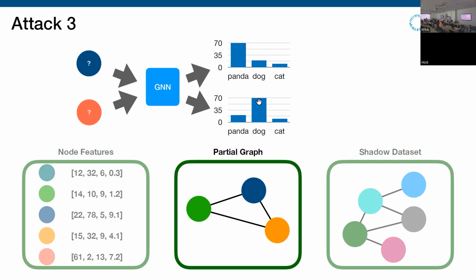Question? Okay, first: how do we exactly use shadow datasets in the case of graphs? You can use it to train another GNN, because a shadow dataset always comes with a shadow model. So it's basically the same thing as yesterday. The data is coming here.